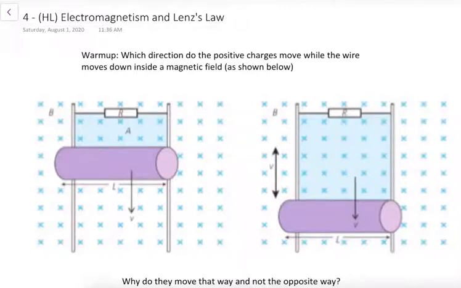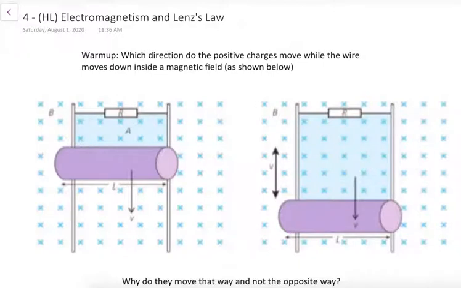Hello again. This lesson is about electromagnetism and Lenz's law. Last video, we focused on Faraday's law, which helped us determine the magnitude of an induced EMF and therefore current that is produced in the wire. And we didn't really talk about why it has a certain direction. And so that's what this video is going to focus on.